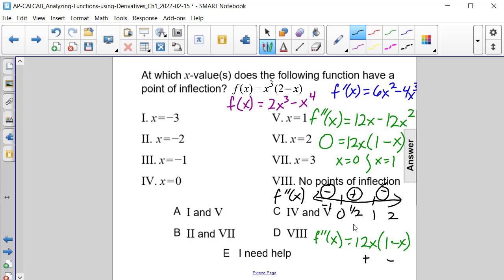So we do have 2 points of inflection here. One is occurring at x equals 0, and the other is occurring at x equals 1. So answer choices 4 and 5 are in answer choice C.